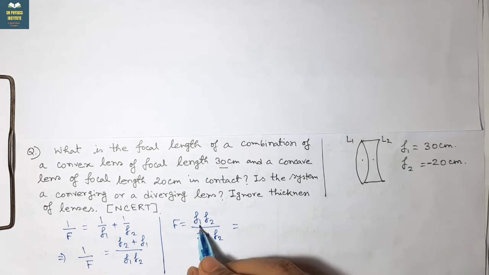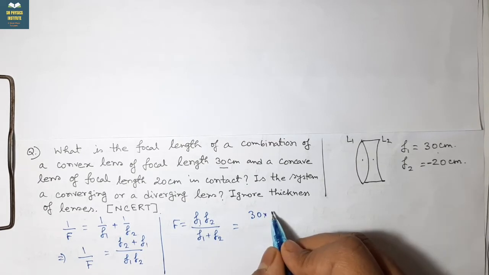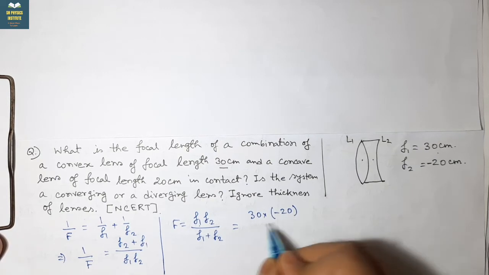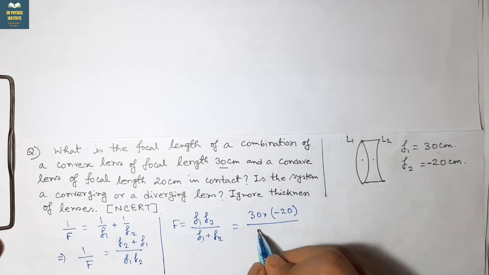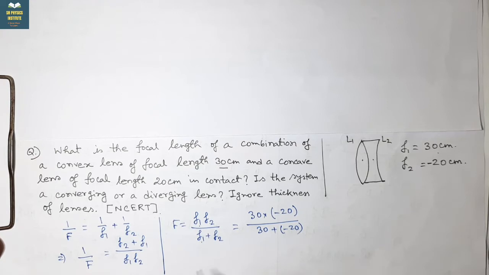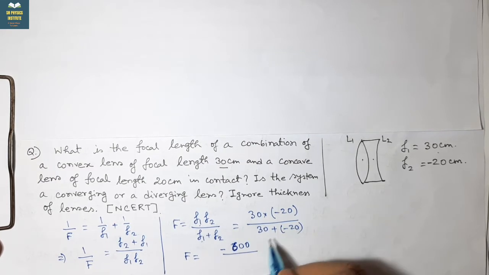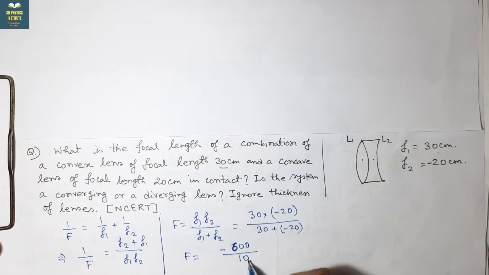So f1 value is 30, f2 is minus 20. So here I am writing 30 into minus 20 divided by 30 plus minus 20. So F is equal to minus, 30 into 20 is 600. Directly here I am writing 600 divided by 10. So this is giving you minus 60 centimeter.